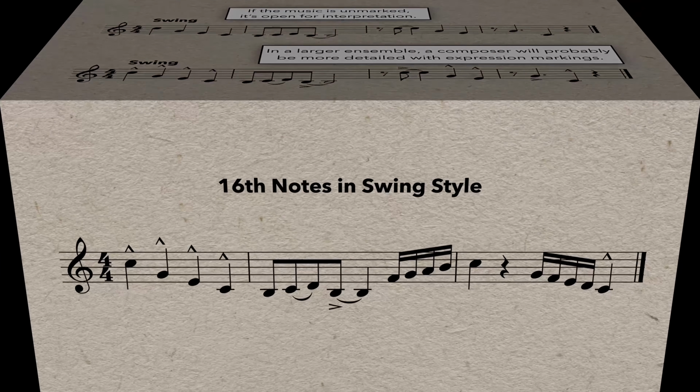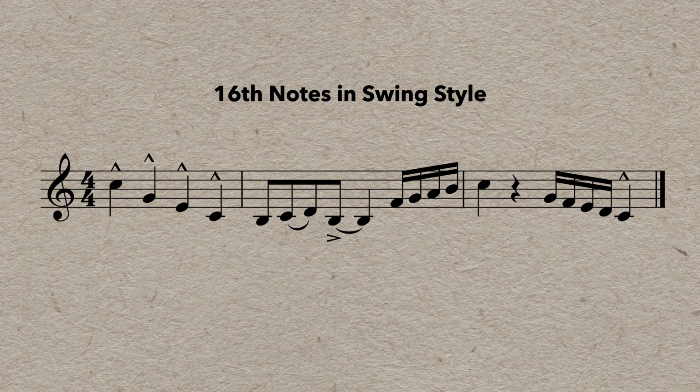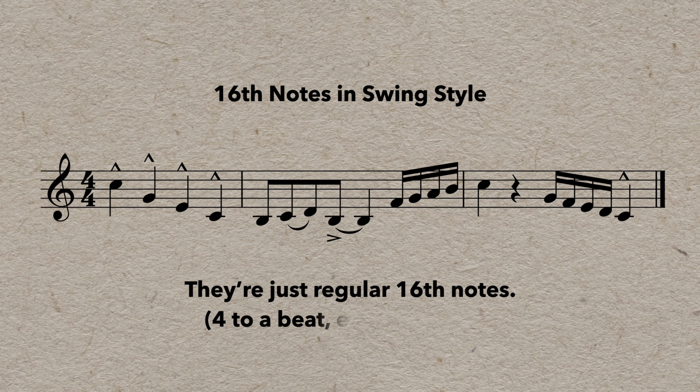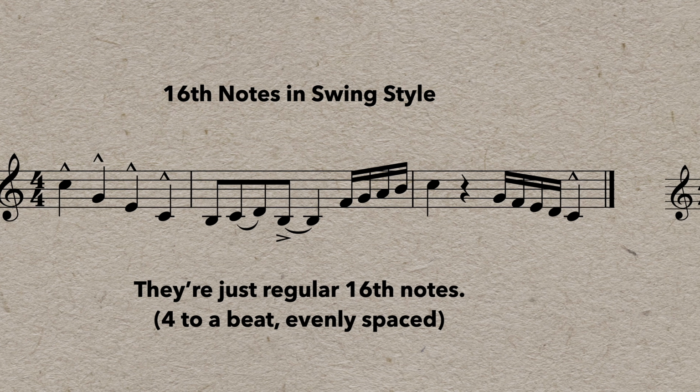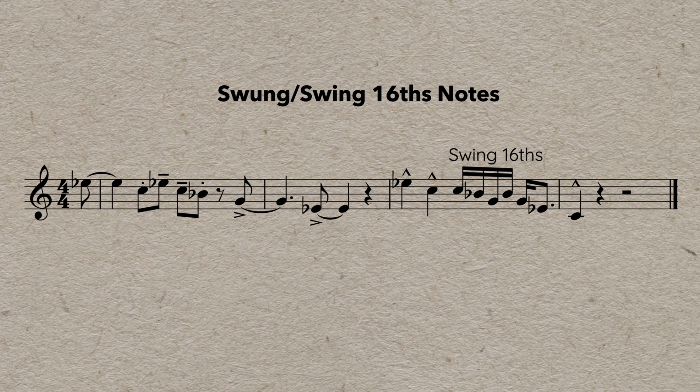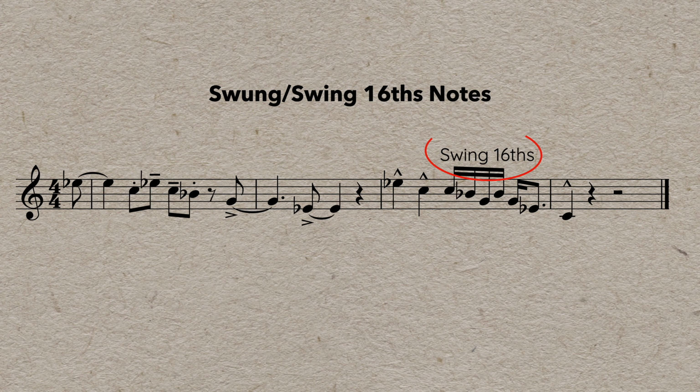You don't tend to see a lot of 16th notes in swing music, but it does happen from time to time. And usually you just play them like normal 16ths and ignore the underlying swing pattern. They're just 4 to a beat, evenly spaced. But you do occasionally see swung 16ths, and they'll be specifically marked as such if that's what the composer wants. Swung 16ths usually show up in really slow music when the composer wants a moment of rhythmic density.